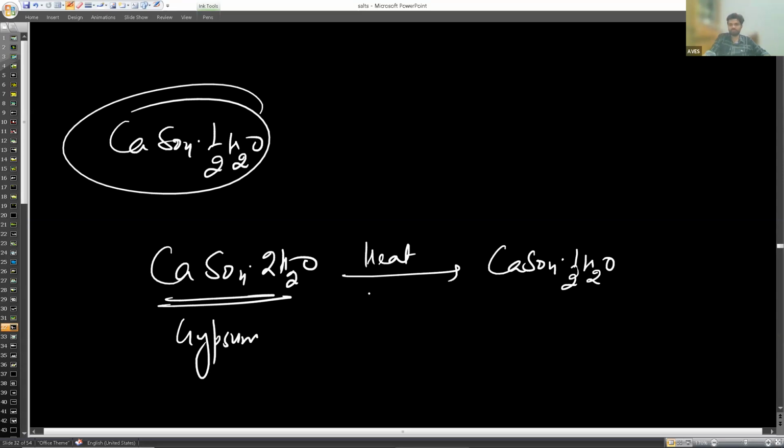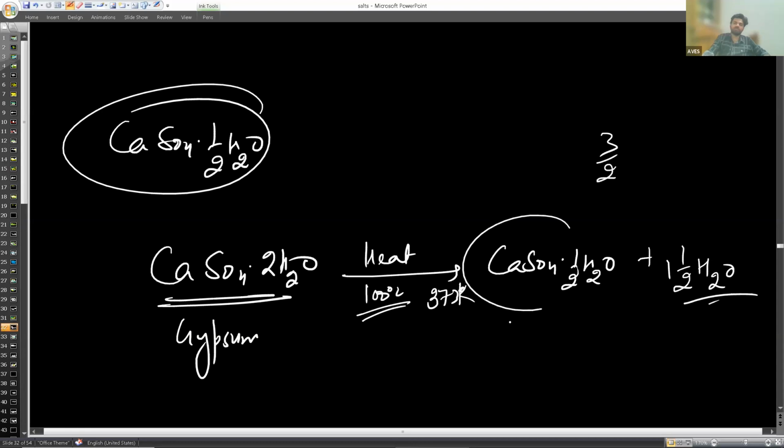Controlled heating means the heat should be limited. It should be at 100 degrees Celsius according to NCERT, or 373 Kelvin. So when controlled heating is done, it will lose 1.5 molecules of water, 3/2, or you can write 1 plus 1/2 molecules of water. And this is called POP, plaster of Paris.